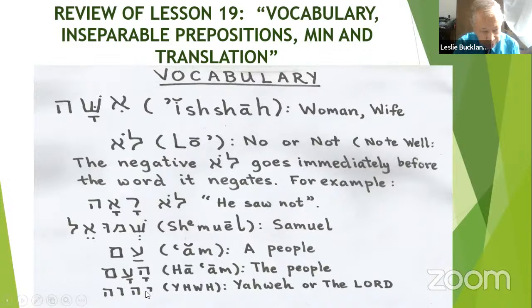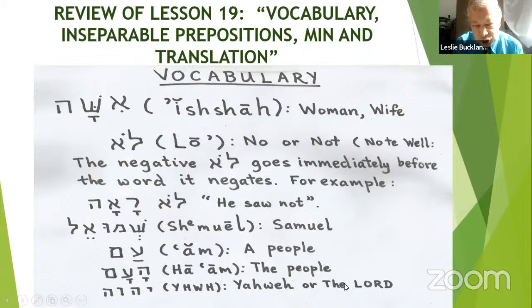Then these four letters are special letters because they make up the personal name of God. This is Yoth corresponding to our Y, He corresponding to our H, Wow corresponding to our W, and He corresponding to our H. Scholars are almost in agreement that the original pronunciation of this name is Yahweh.